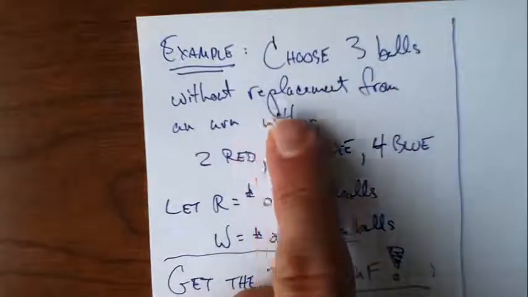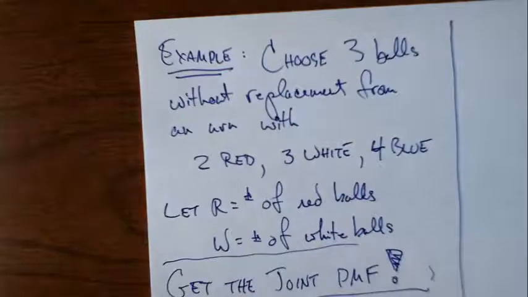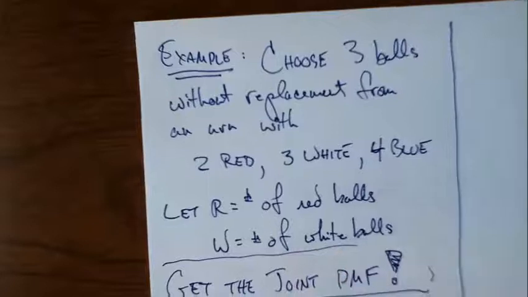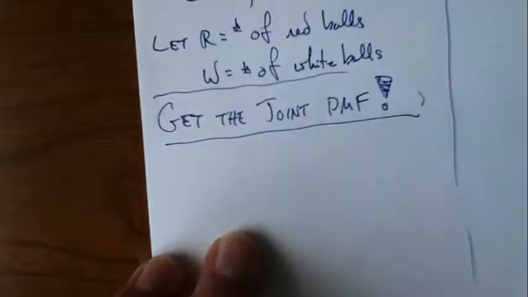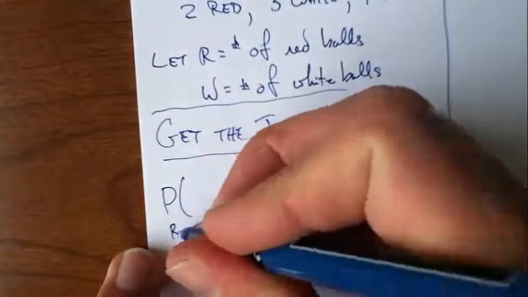You're going to choose 3 different balls from this urn, and you're interested in knowing the number of red balls and the number of white balls that you get in your sample. So let's get the joint probability mass function. Maybe I could write it like this.